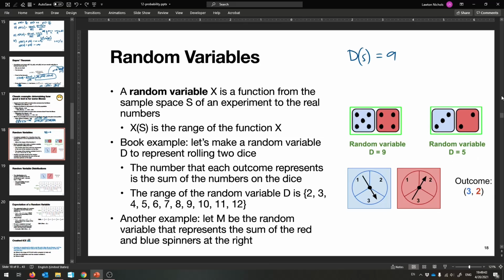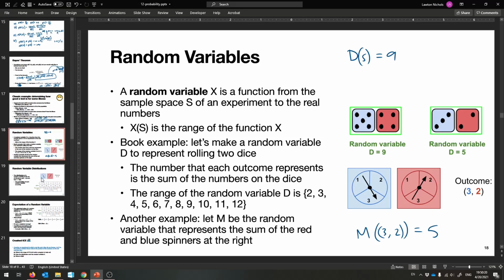Here's another example from the book. Let's have another random variable, M, which represents the sum of the red and blue spinners on the right. You spin these two spinners, the blue one and the red one, and they randomly land on numbers, and you have an outcome. Maybe your outcome was 3, 2, and it gives you back the sum. This sum is 5, so that would be the output of this random variable.